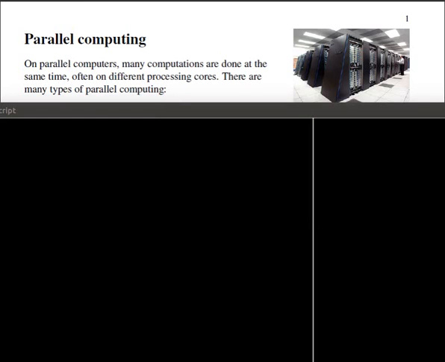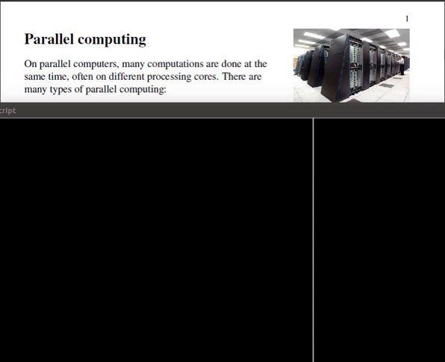So I'm going to start by describing parallel computing. This is going to motivate the finite element numerical method, which I'm going to describe in the second part of this lecture. On parallel computers, many computations are done at the same time, often on different processing cores. This is an example of a large parallel computer with lots of cabinets, each with lots of separate processors in.